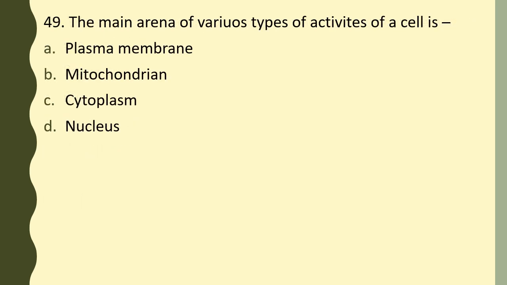Question number 49. The main arena of various types of activities of a cell is plasma membrane, mitochondria, cytoplasm, nucleus. Correct answer is option C, that is cytoplasm.